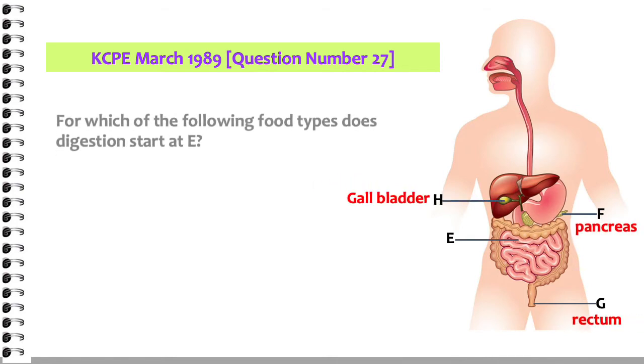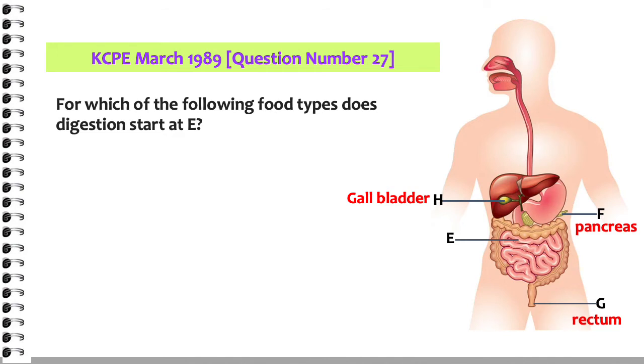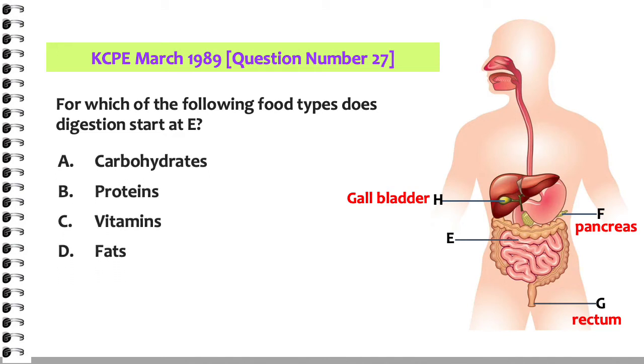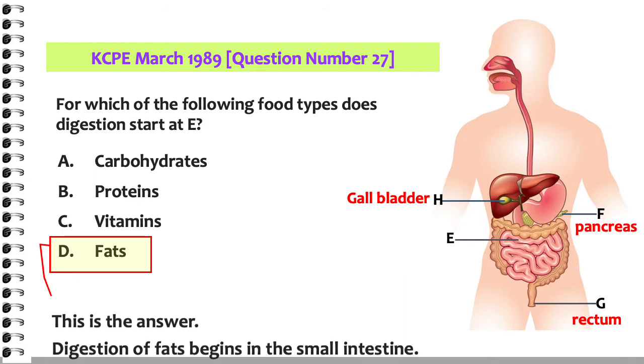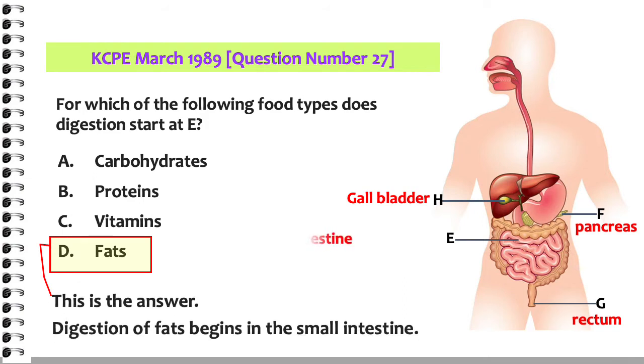For which of the following food types does digestion start at E? Is it carbohydrates, proteins, vitamins, or fats? This is the answer. Digestion of fats begins in the small intestine.